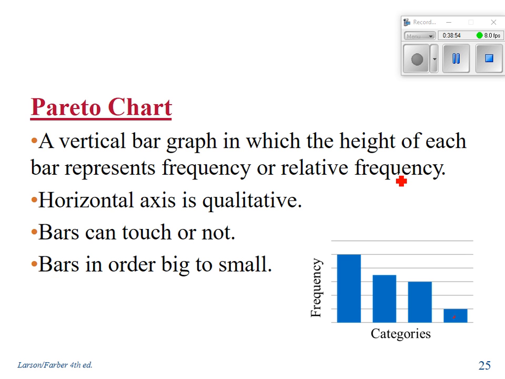Pareto chart again, qualitative. You're going to have some kind of category down here at the bottom. It might be like freshmen, sophomores, juniors, seniors. The bars, it's an actual bar graph. The bars don't touch each other. The difference between a Pareto chart and just a regular bar graph is a Pareto chart always goes from the highest to the lowest. So the bars always go from tallest to shortest.